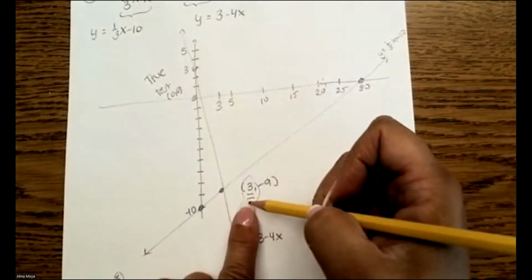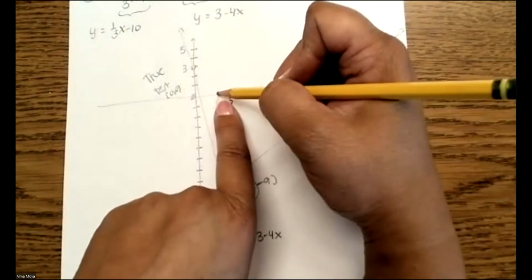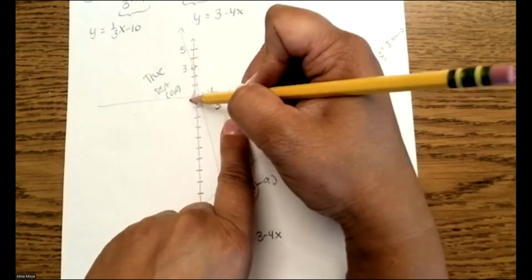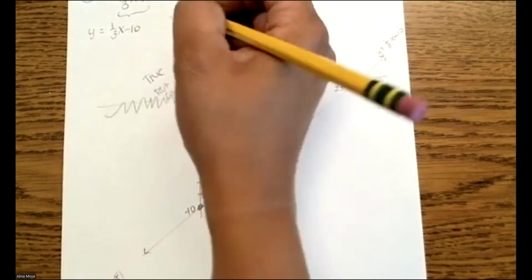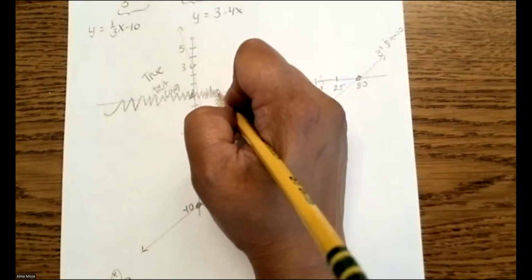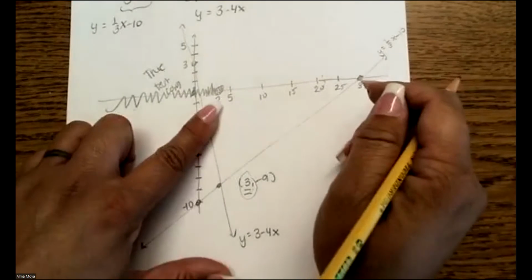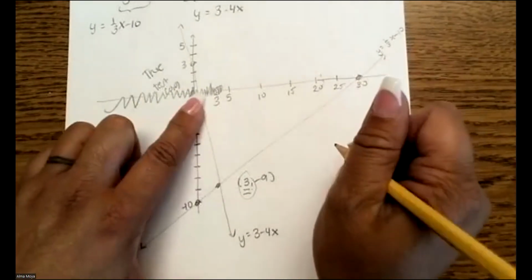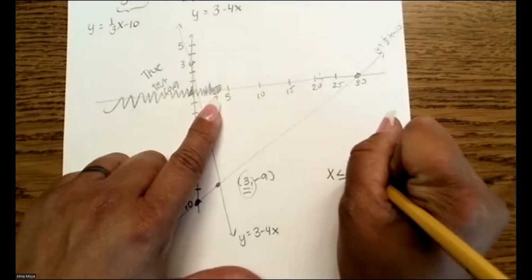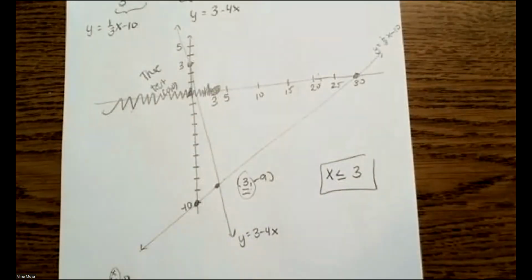And remember, the point of intersection was at 3. So that means everything to the left of 3 is going to be shaded. And because you have the line on the bottom, this is going to be closed. So my solution here is going to be x has to be less than or equal to 3. And that concludes our notes.